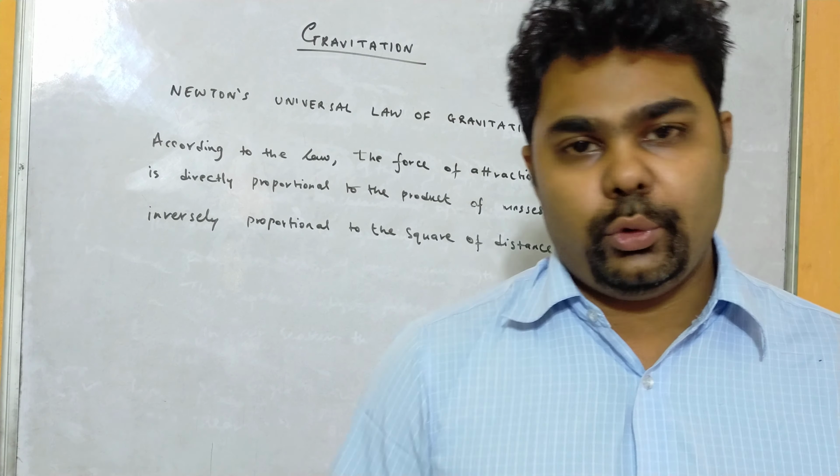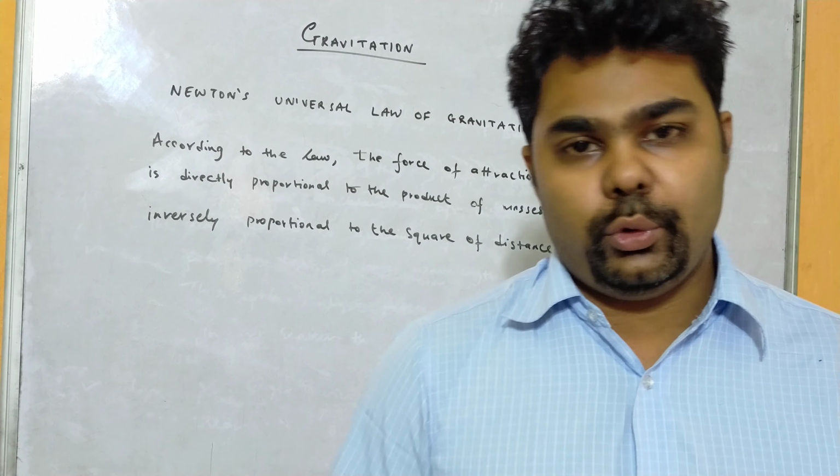Now the force between two bodies is directly proportional to the product of two masses, and inversely proportional to the square of the distance between them. That means if the distance between the two masses is less, then the force of gravitation will be more, and if big masses come closer to each other, then also the gravitational force will be more. So gravitational force depends upon the product of the masses and the distance between them.